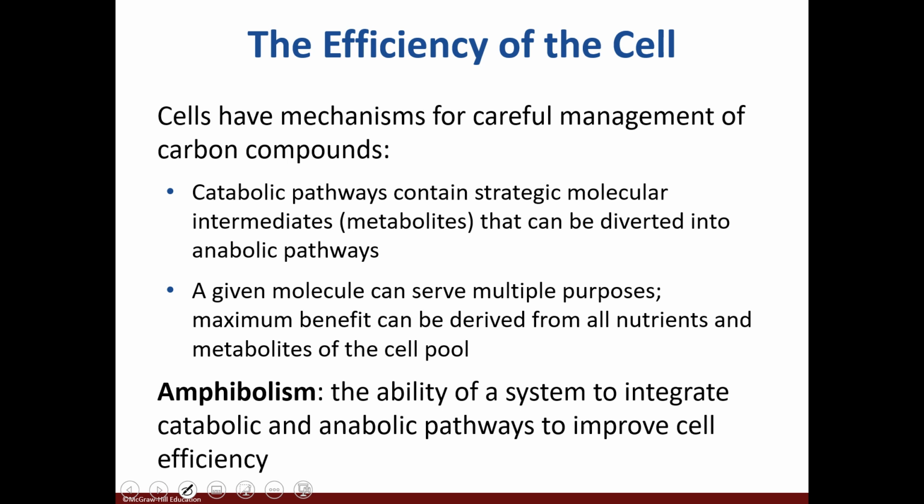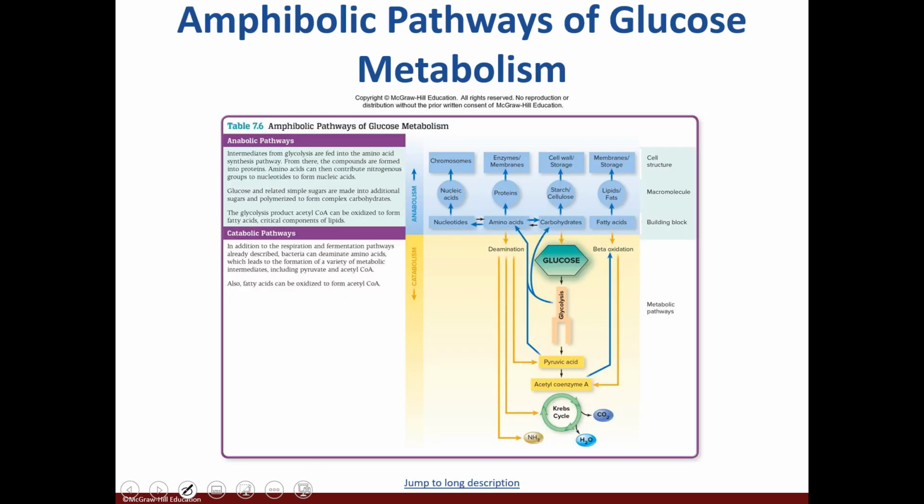Organisms have the ability to combine the catabolic and anabolic pathways to enhance their efficiency. The intermediates from glycolysis are used to synthesize amino acids, which then form proteins. Glucose can be used to synthesize more carbohydrates. Amino acids can be deaminated and used in various reactions. The organism benefits from using all reactions together.